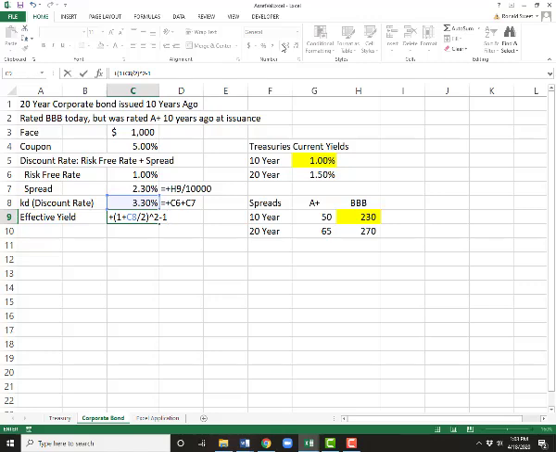If this were a CD where you get interest monthly, then you would divide by 12 and raise it to the 12th. But here, because cash coupons are paid twice a year, we divide by 2 and raise it to the second. You always do that every single time. And we notice you get an effective yield that's slightly higher. It would always be higher, but slightly higher than your discount rate.